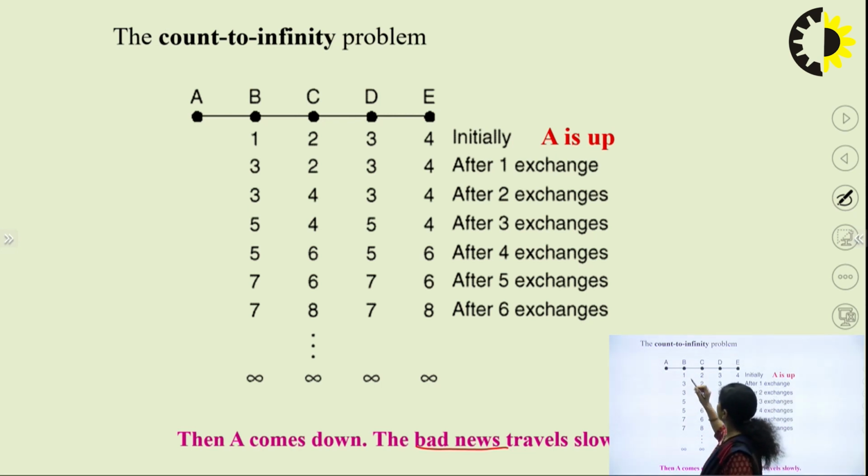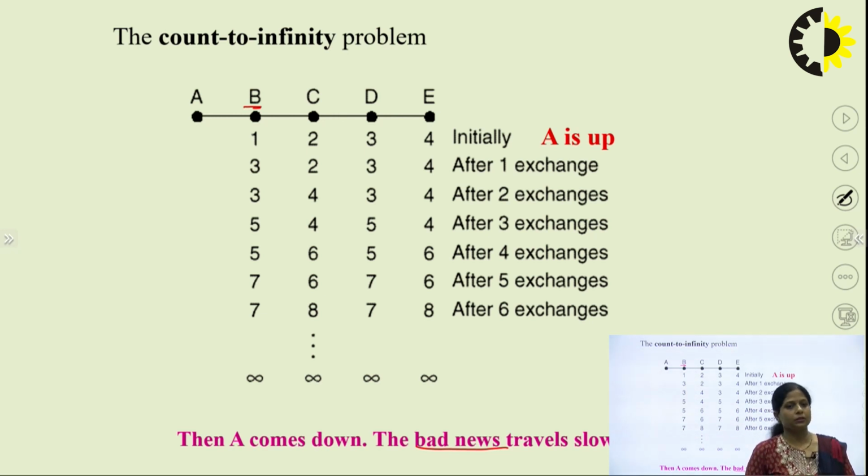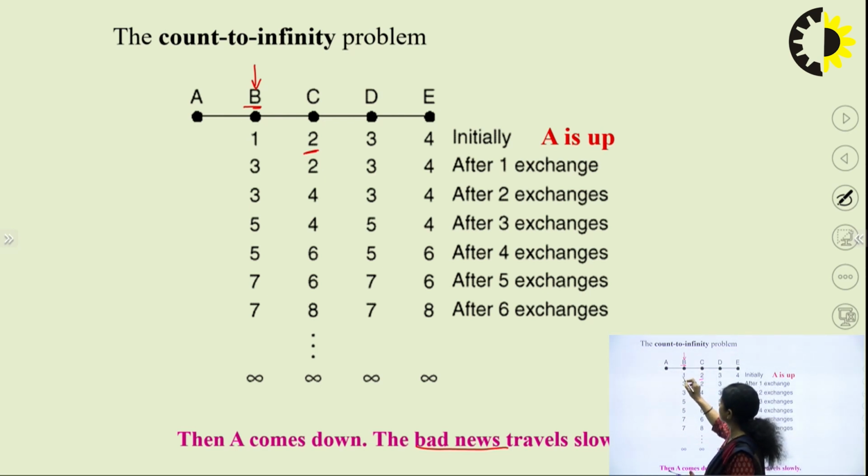Now say B says, I don't have a transmission link with A. I don't have any information whether it is there or not, or any communication link. But C doesn't know that A goes down. C says, I do have a link to A via B and it is at a distance of 2.